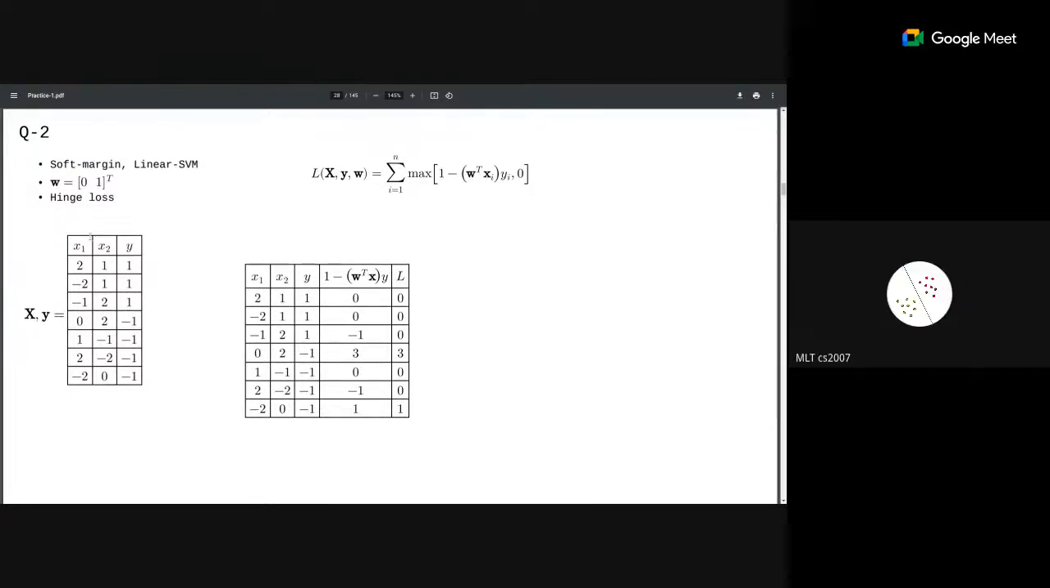So W transpose X is what? 0. You can practically ignore the first feature, right? Because the first weight is 0. So W transpose X will just be X2, in fact. X2 is 0, so all that you need to worry about is this 1 here. So the last one will be 1, or 0? Because 0 into -2 is 0, then 1 into 0 is 0. So W transpose X is 0, so W transpose X into Y will also be 0. And then 1 minus 0 is 1. Yes, sorry.